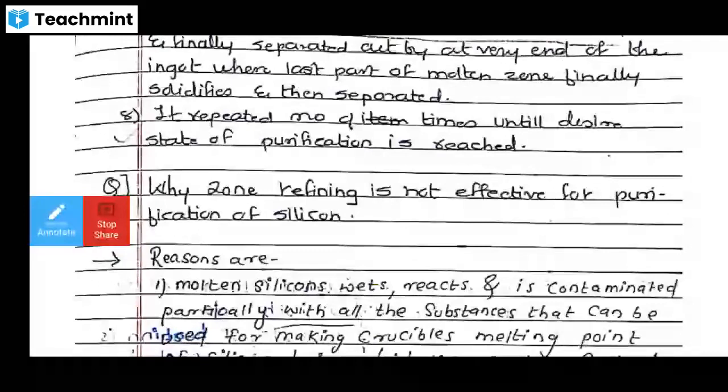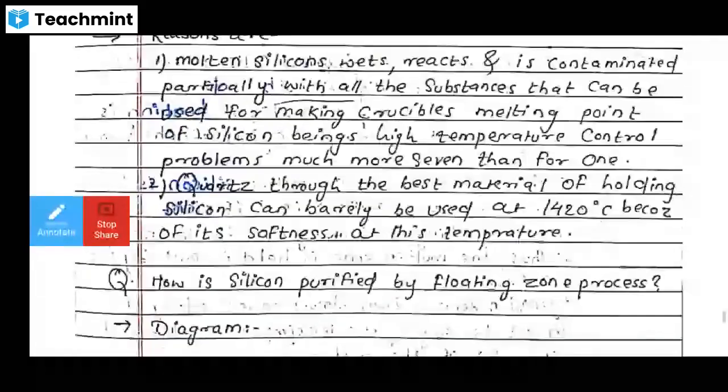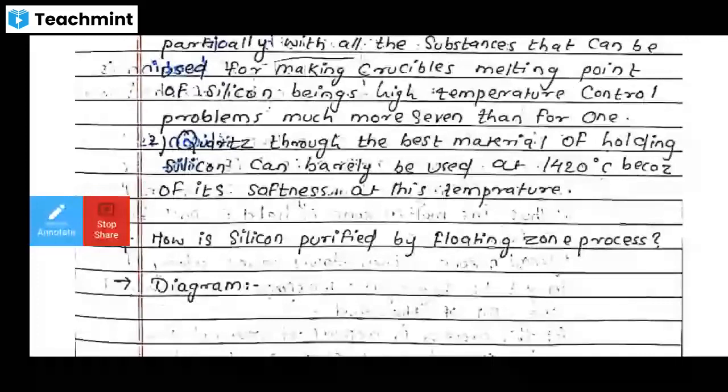And next, why zone refining is not effective for the purification of silicon. It is one of the important questions. The reason is that molten silicon reacts and is contaminated by almost all the substances of which the crucible can be made, and the melting point of silicon is high, so temperature control and such problems arise. So it is not preferred, and quartz, the best material for holding silicon, can barely be used at 1420 degrees centigrade because of its softening at such temperatures.